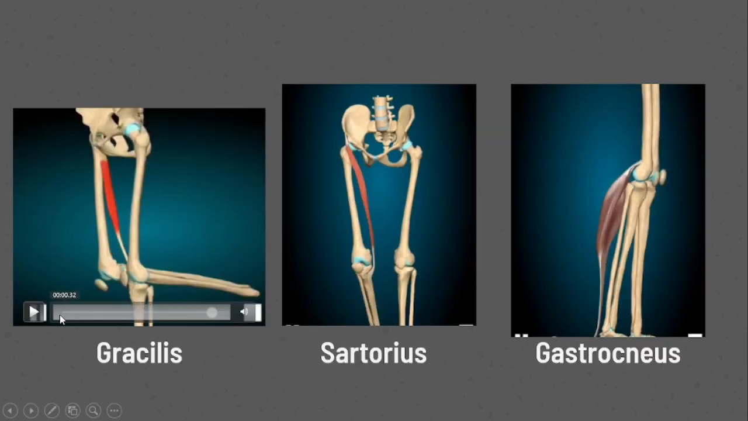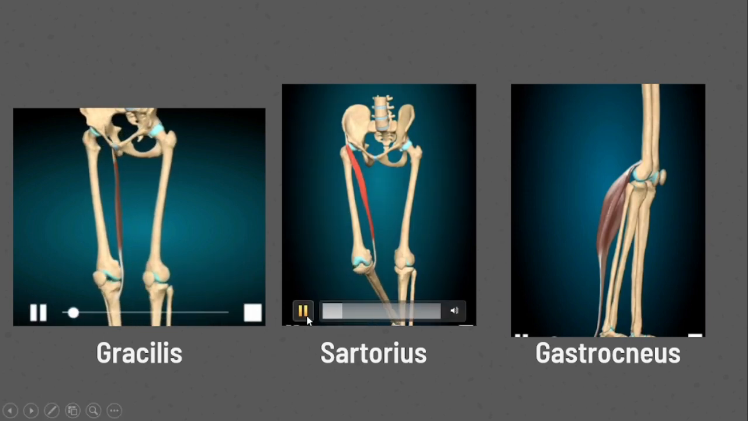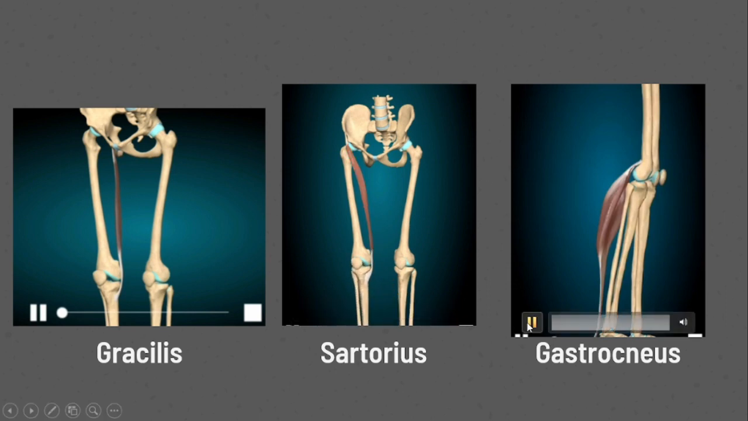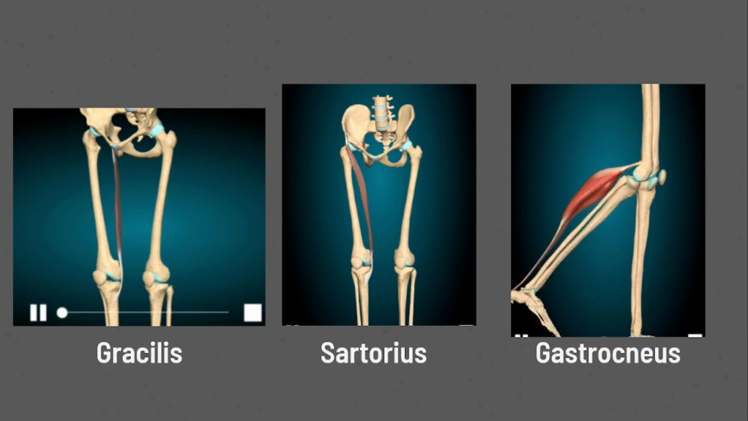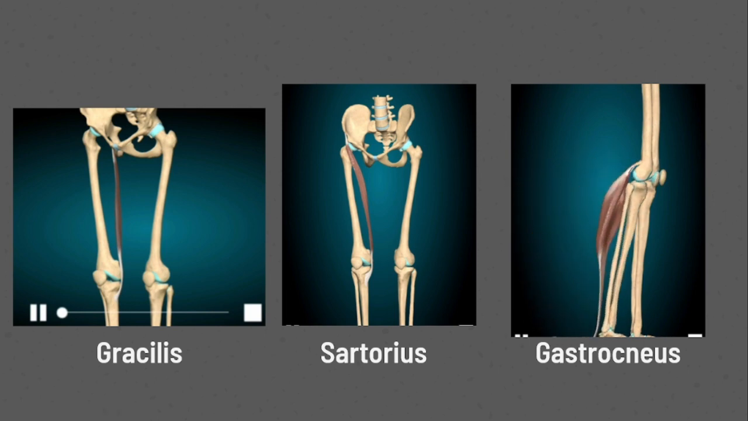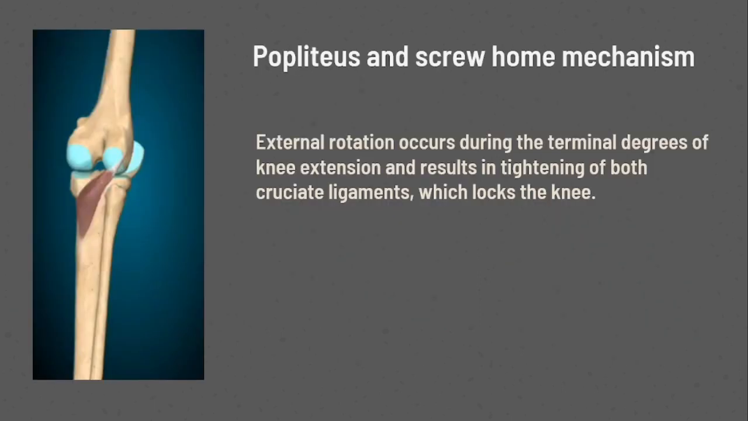Let's take a look at the assistants. The gracilis, sartorius, and gastrocnemius. Also, there is a muscle called popliteus, which we will see its importance in the screw-home mechanism.